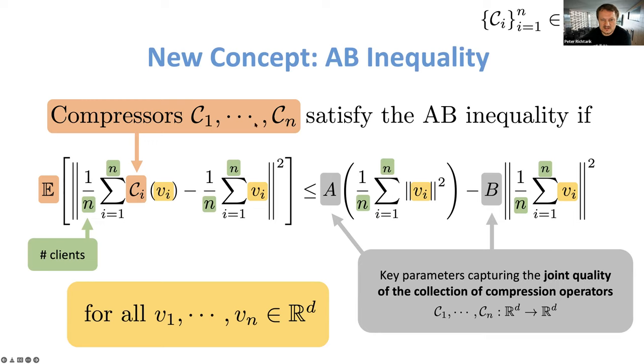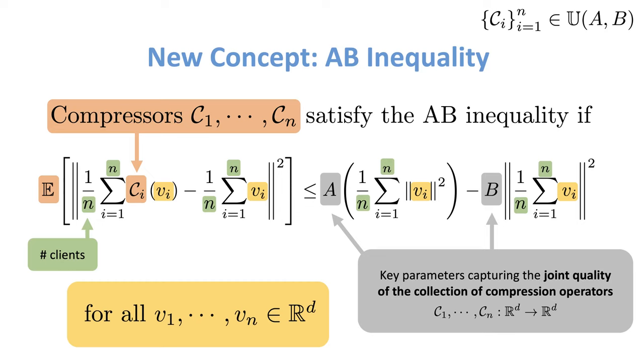So I'm not assuming that these are permutation compressors yet. I'm assuming these are any mappings from R^d to R^d that satisfy this inequality. In fact, I'm also assuming they're unbiased, but I didn't tell you that. So I'm not assuming these are permutations. But if these were permutation compressors, then yes, we choose every permutation with equal probability.